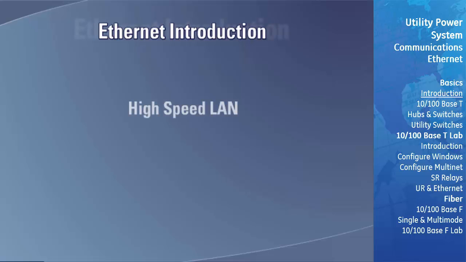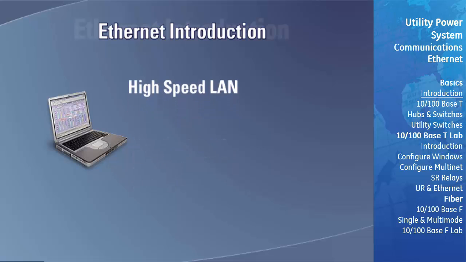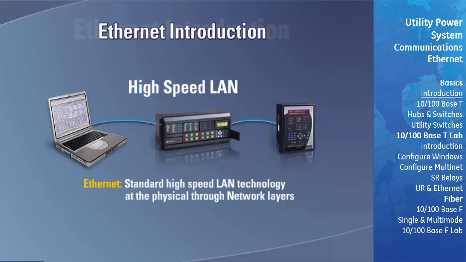The term high-speed LAN is open for interpretation as to what is considered high speed. The general consensus is that this term refers to LANs with baud rates that are at least greater than what can be achieved through a serial RS-232 port found on a common desktop computer. There are many high-speed LAN technologies on the market today, with some being closed and others open. It's also generally accepted that Ethernet is the standard high-speed LAN technology at the physical through network layers.